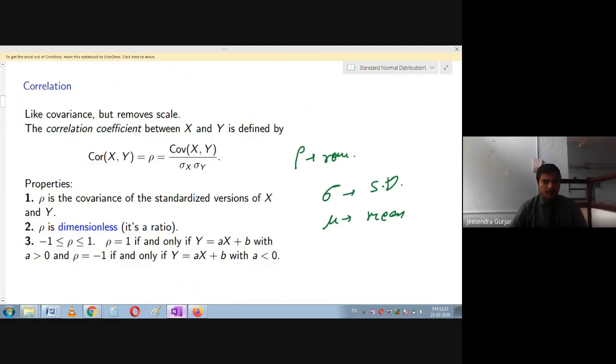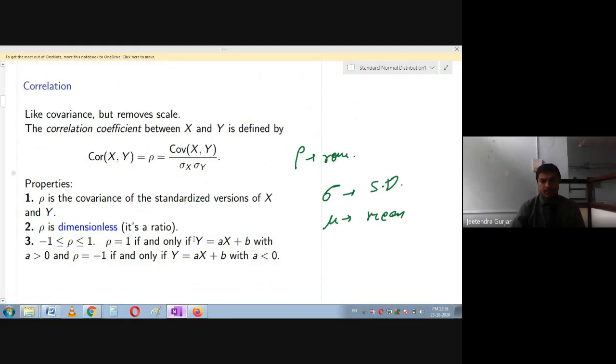So we see the first property, that rho is the covariance of the standardized versions of X and Y. Yes, definitely. So this rho, that is the correlation, is dimensionless. Yes, definitely, because it is the ratio of the covariance of X and Y divided by the standard deviations. So this correlation lies between minus 1 and 1. Please remember.